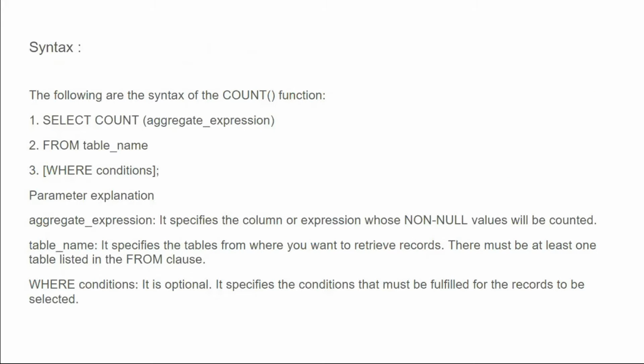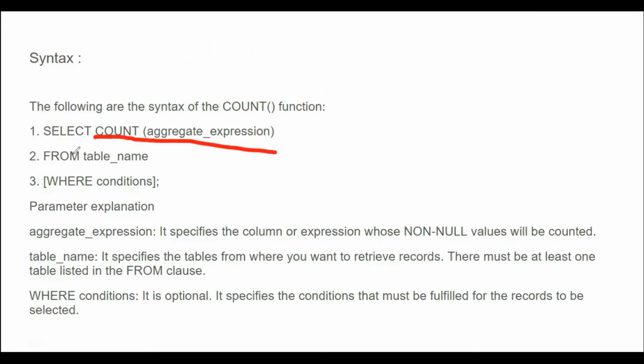We'll see the syntax of the count function first, and we will see all three types of examples in the next topic. The first thing is select count of aggregate expression. In the previous topic we have seen the syntax: count, aggregate expression, from table and where conditions. The aggregate expression is the column or expression for which we want to find the count. Next is the table name, the table from which you are going to retrieve the records. At least one table has to be given in the from clause, and the where condition is optional. If you want to fulfill any particular condition, it can be given in the where clause.